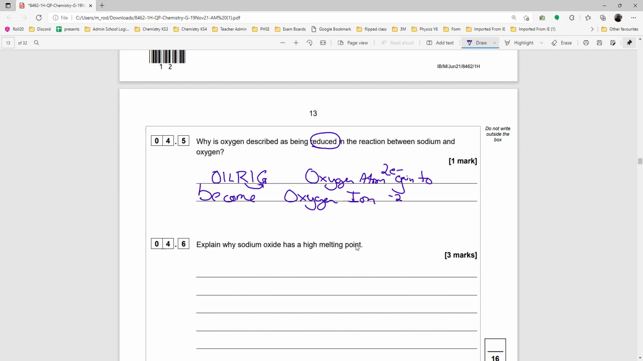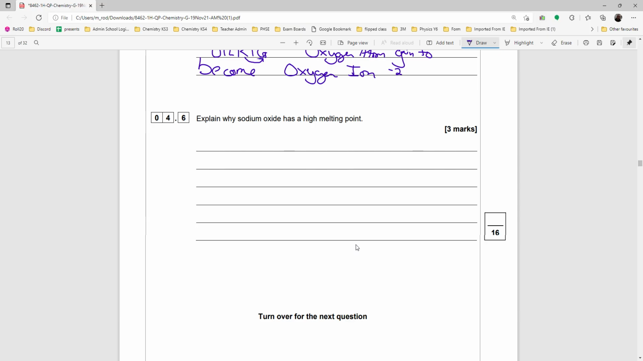Next, explain why sodium oxide has a high melting point. Well, the first thing I do when they're asking about melting point is determine what type of bonding occurs. Sodium is a metal and oxygen is a non-metal, which means it's going to have ionic bonding.